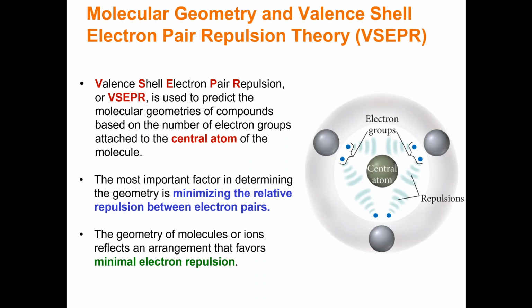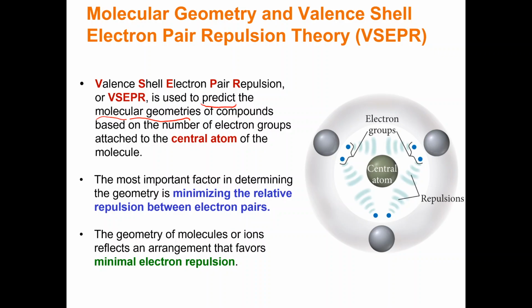And we can use this to predict molecular geometries of compounds based on the number of electron groups attached to the central atom. Okay, so for instance, if we have 4 things attached, then generally speaking we know that's going to be a tetrahedral geometry. And we're going to look at some of those.